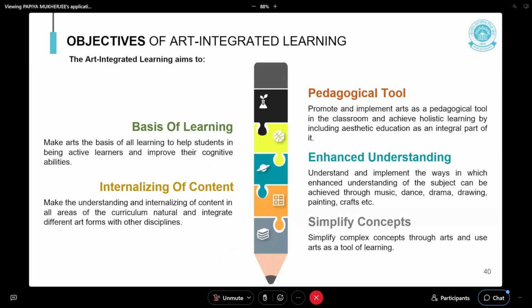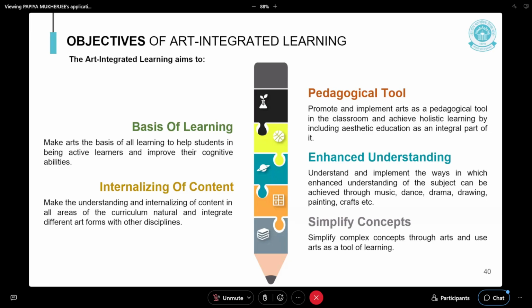What are the aims of art integrated learning? It is a pedagogical tool which is used in the classroom to achieve holistic learning. And how is it done? By integrating aesthetic education and making it a pedagogical tool. It enhances the understanding of the subject through music, dance, drama, drawing, painting, various kinds of crafts, etc. It makes learning active. Students are deeply involved, and it enhances their cognitive abilities.